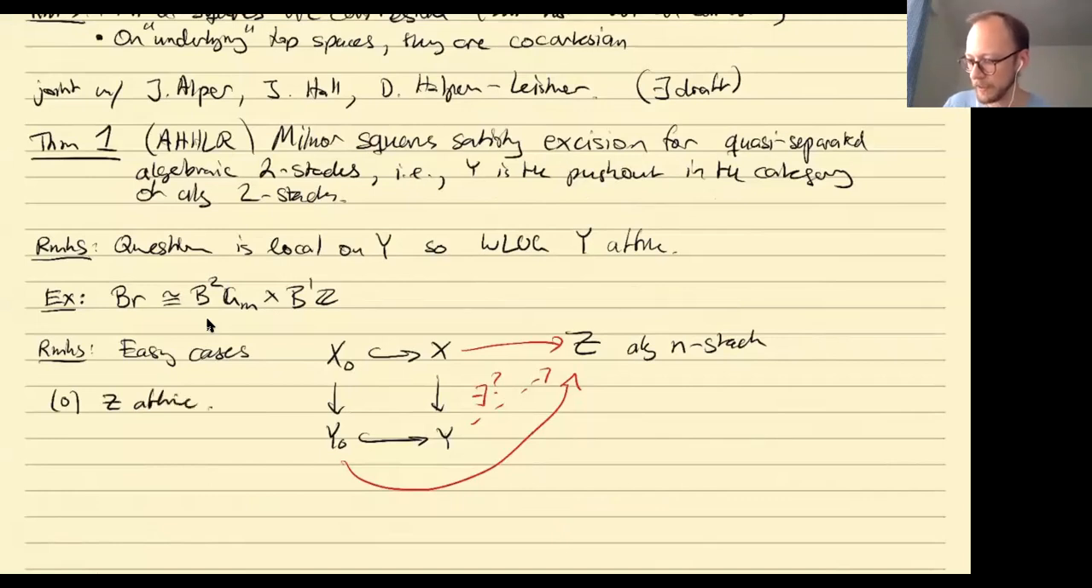And another easy case is where Z is BGL_n, which is the same thing as just vector bundles of rank n, and we know back to Milnor that we do have excision for vector bundles. And using these two cases, it's easy to get the case where Z is a quotient of some affine scheme by GL_n.